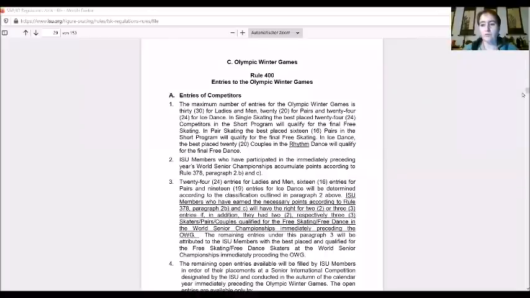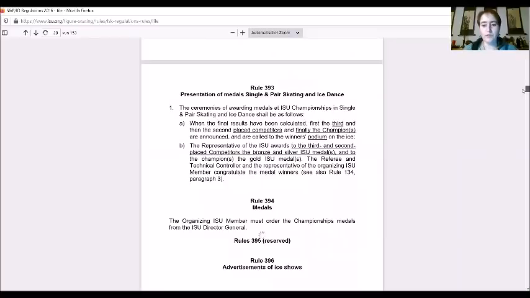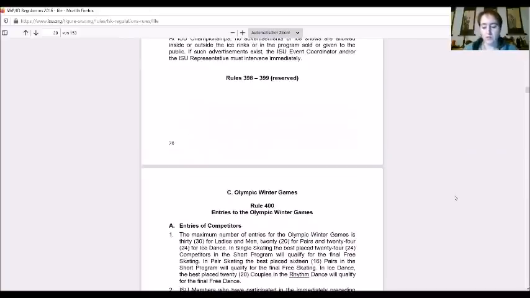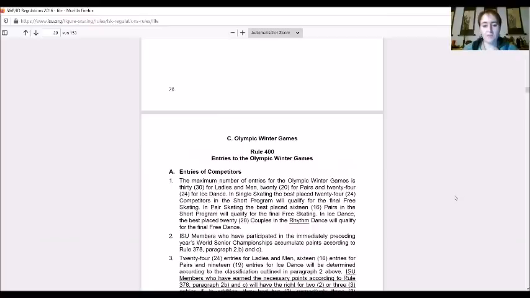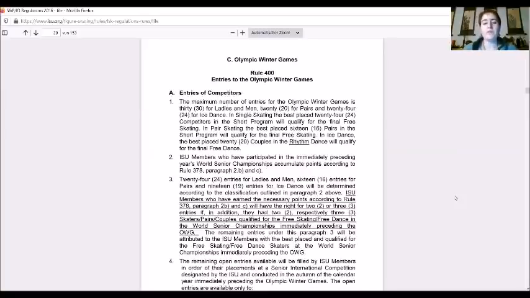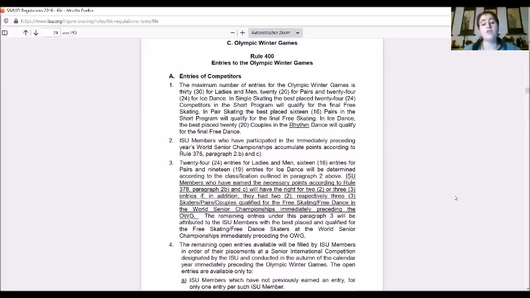It's based on ISU rule 400. Oh, sorry, I scrolled past it. This rule explains it pretty much all. The only problem is that there was a change to this rule. The basic principle remains the same as before.